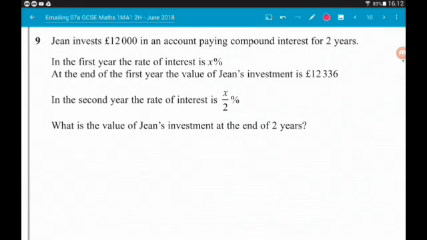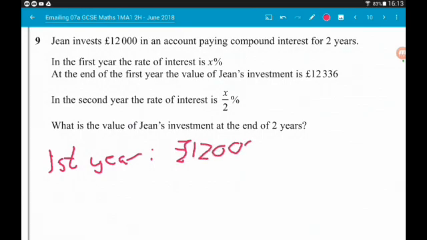So, let's think about what's going on in the first year, first of all. So in the first year, now we're going to think about this in terms of decimal multipliers. So we know, hopefully if we're happy with compound interest, if not, my percentage increase and decrease playlist is down below, which contains this sort of stuff. So if we knew the percentage amount, we would multiply £12,000 by some decimal multiplier, which here I'm going to call y.